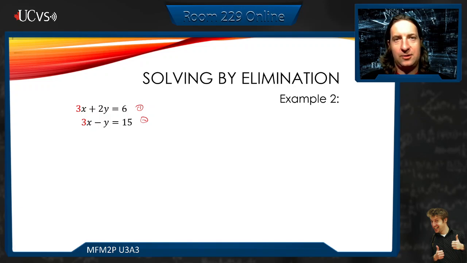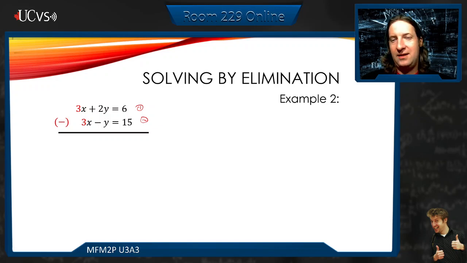If I added these two equations together, I'd get 6x. Right? That wouldn't eliminate. We want to get rid of it. We want it to say 0x. So how can I make 0 out of plus 3 and plus 3? I subtract the two equations. Okay, so this time we're going to subtract.